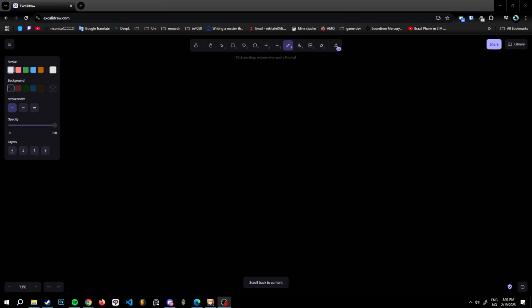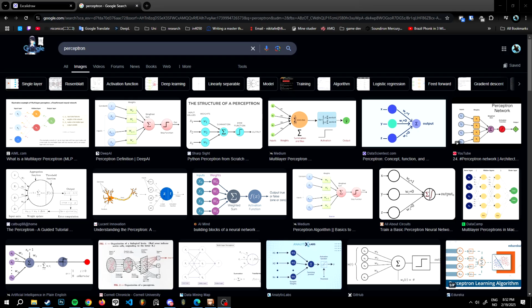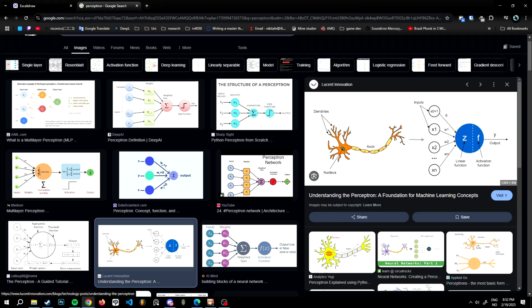Hello guys, and today I'm going to be explaining what a perceptron is. So firstly, what is a perceptron? A perceptron is a very fundamental neural network concept. It kind of acts as the computer version of a small little brain neuron.